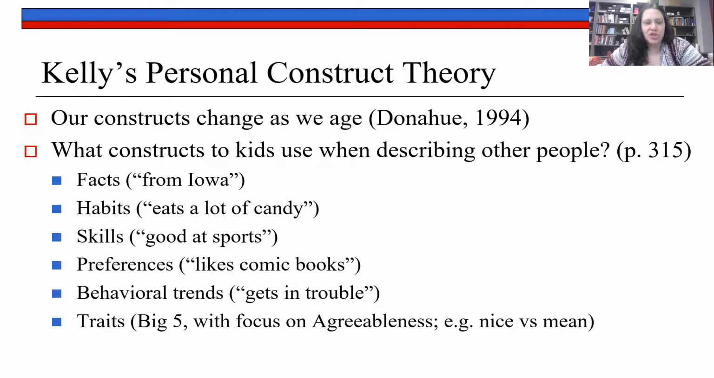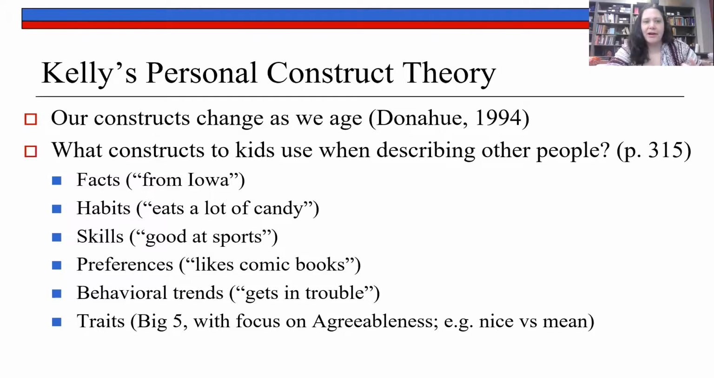So they asked children to describe other people in their lives, like a kid that you like, a kid that you don't like, your parents, your teachers. Describe those people using constructs. The kids could use any constructs that they wanted, and then the researchers coded the different kinds of constructs that kids like to use, at least in this study. So they found 6 different categories or types of constructs.